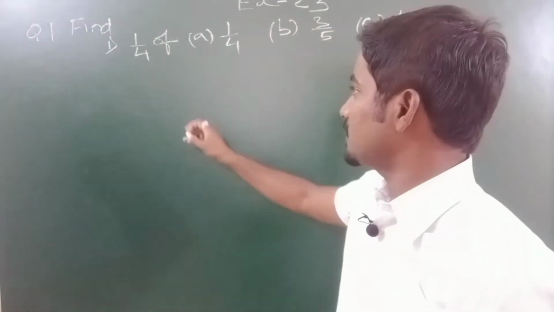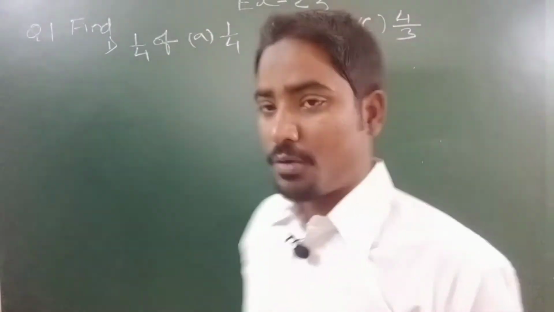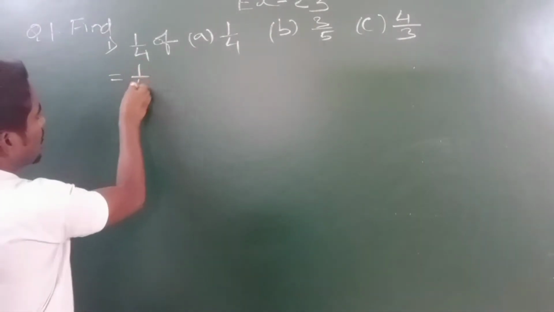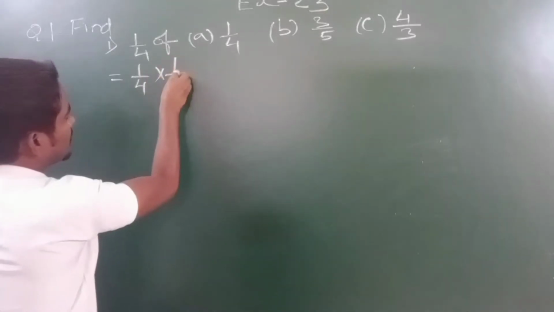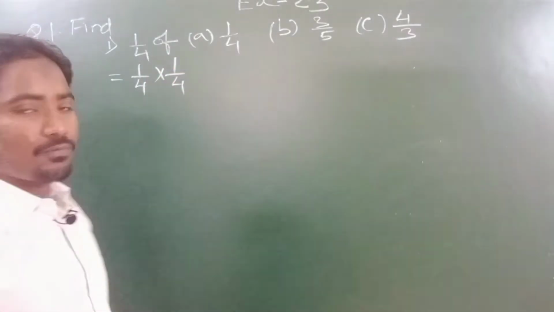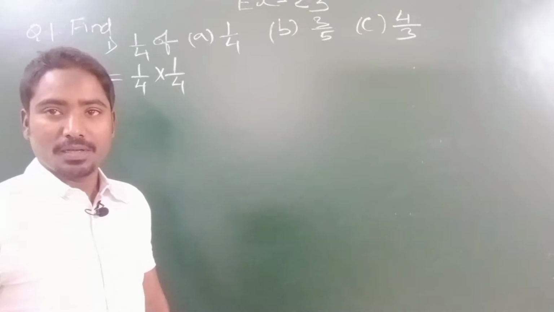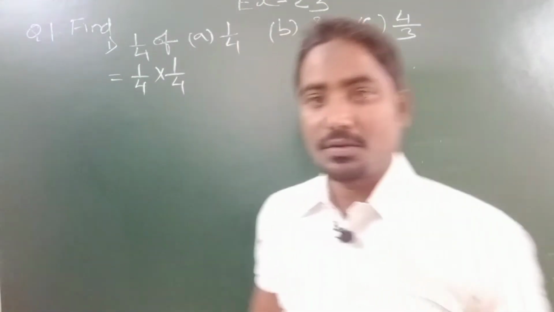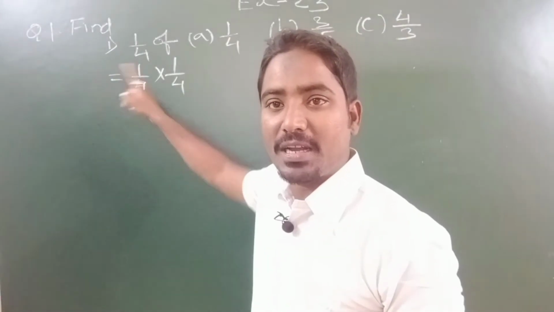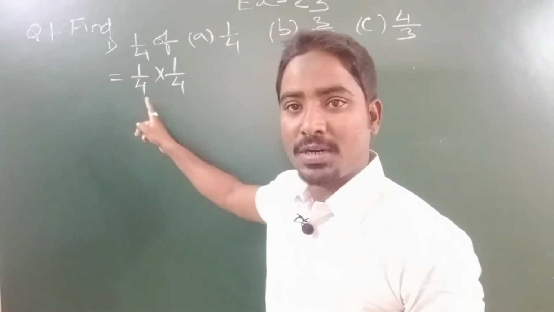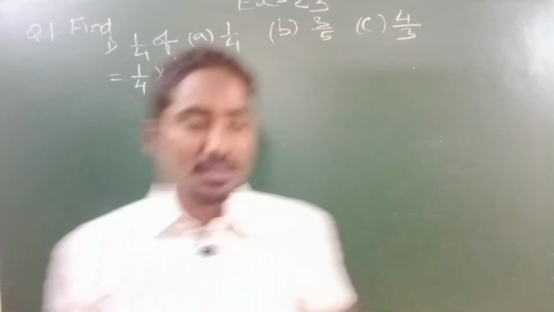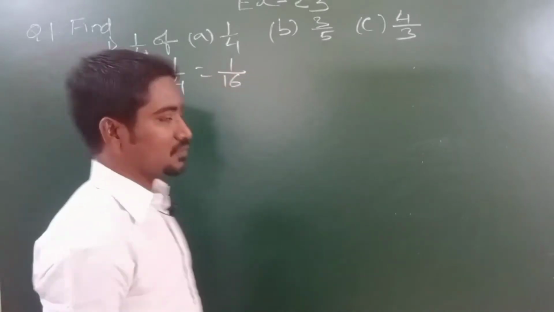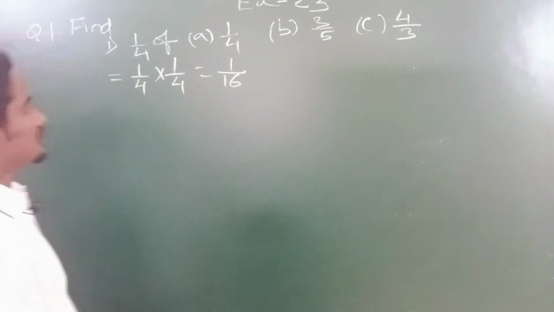Now see, we will solve 1 upon 4 of 1 upon 4. First we will start from here, followed by the equal to sign. 1 upon 4 of means multiplication, and then 1 upon 4 itself again. As we can see, there is no common factor here. So we will multiply the numerators, then multiply the denominators, and write it as it is. 1 times 1 you will get 1, and 4 times 4 you will get 16. So its final answer will be 1 upon 16.